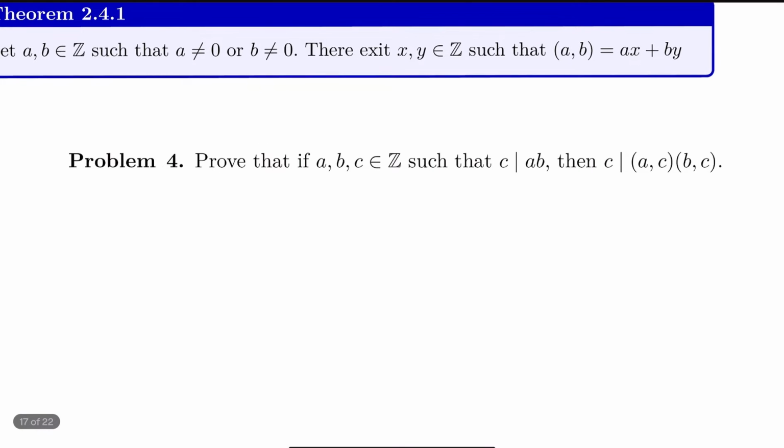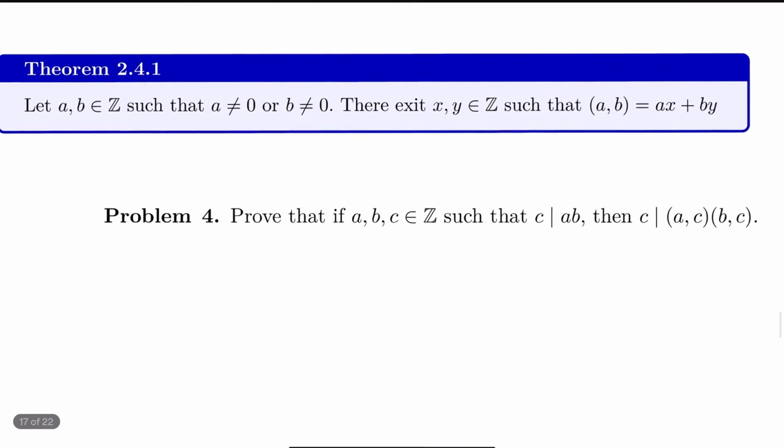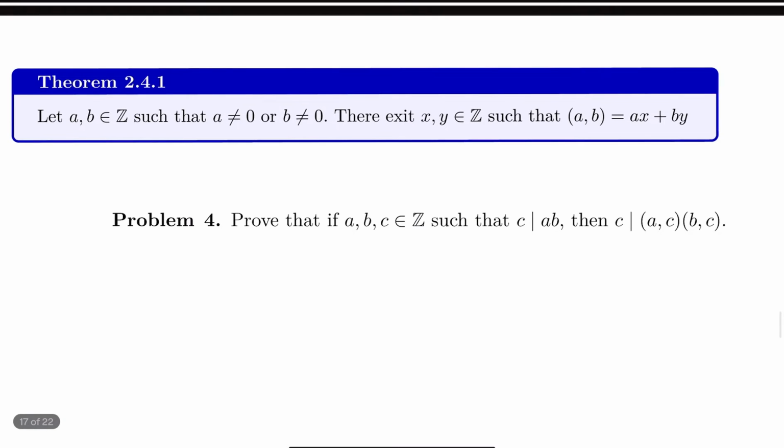In this video, I'm going to prove that if a, b, and c are integers such that c divides ab, then c divides the greatest common divisor of ac times the greatest common divisor of bc. So to prove this, we have to use theorem 2.4.1 to deal with this.